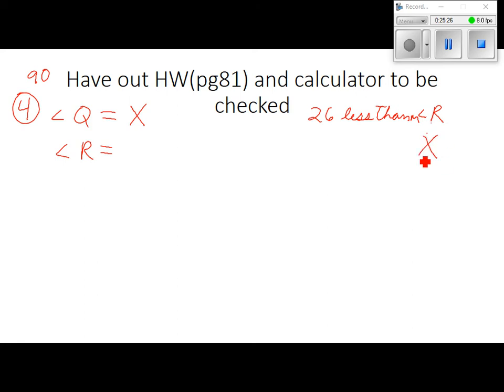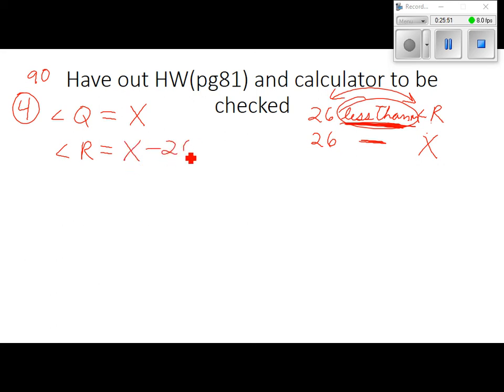X. 26 just tells us to write down 26, but what does less than tell us? Minus. So is it 26 minus X, or X minus 26? It's X minus 26, because it's 26 less than. Anytime you do less than, not only is it minus, but you also have to flip it. You've got to switch them around. So what am I going to put over here for angle R?